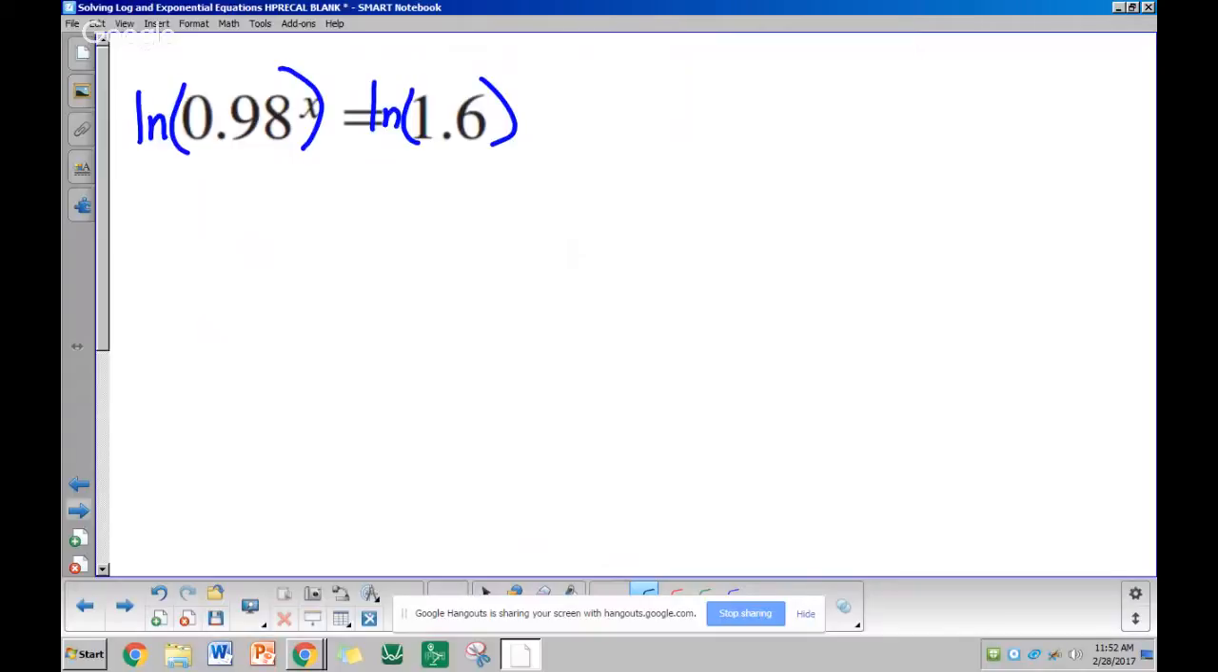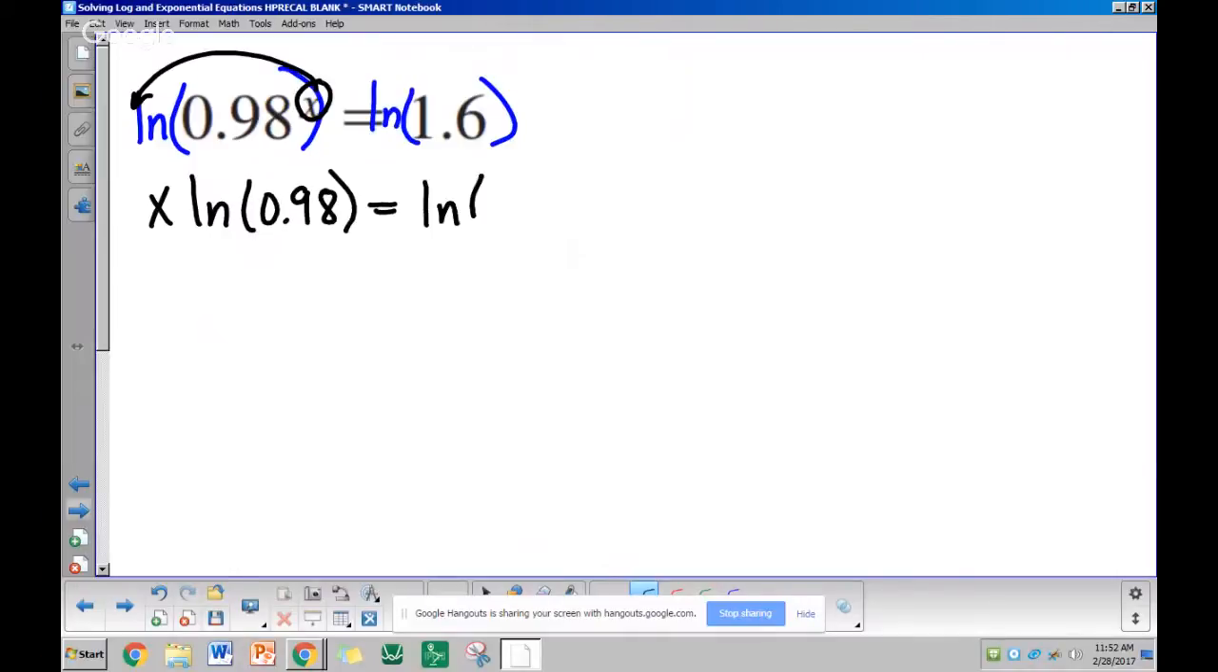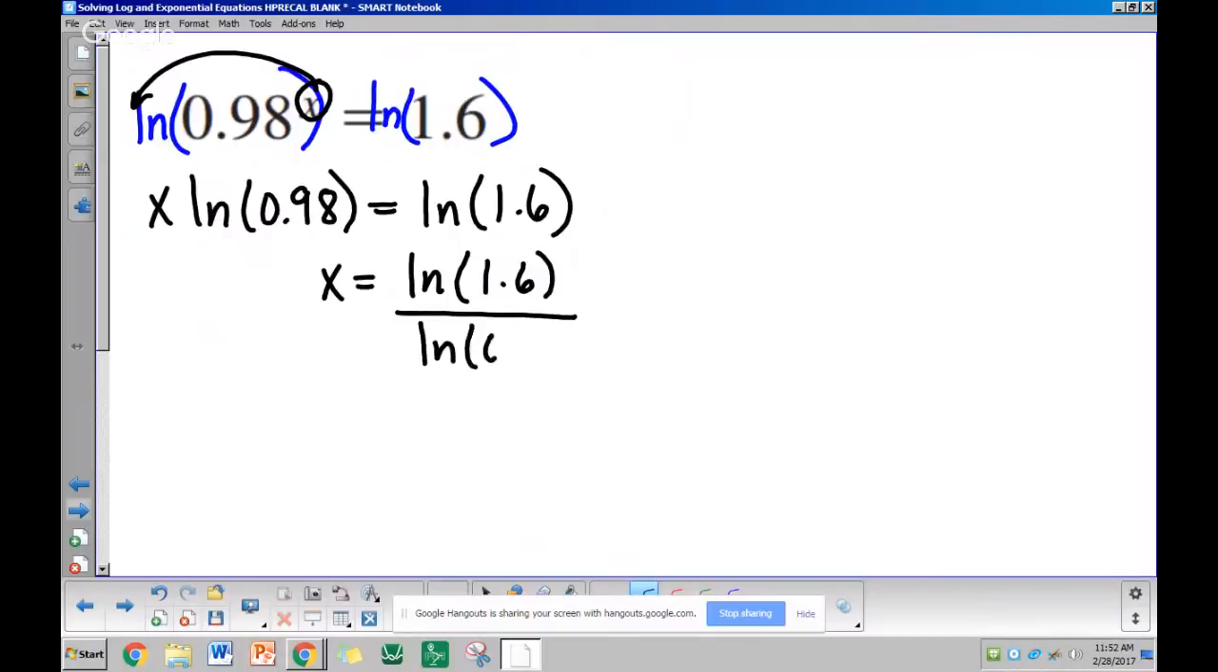Okay, so what can I do with this x? Bring it out in front. So that'll come down in front, and I get x times the natural log of 0.98 equals the natural log of 1.6. Solving for x, we'll get the natural log of 1.6 divided by the natural log of 0.98.